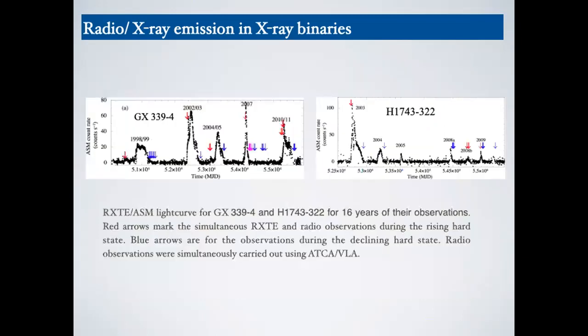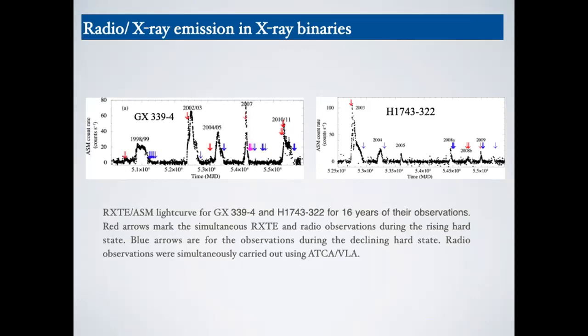So what we did is we looked at these correlations more closely. This is an RXTE-ASM light curve of GX339-4 and H1743 over 16 years of its history. You see that this source has undergone multiple outbursts, and whenever it went into outburst, there have been simultaneous X-ray and radio measurements carried out for both of these sources.